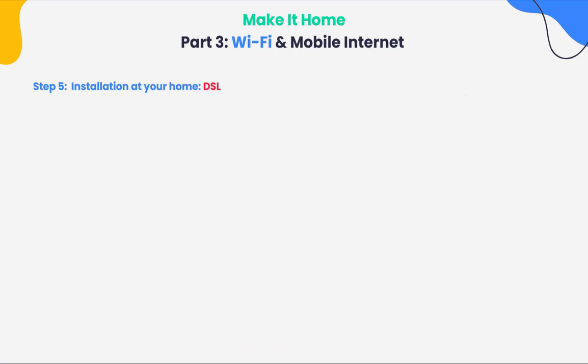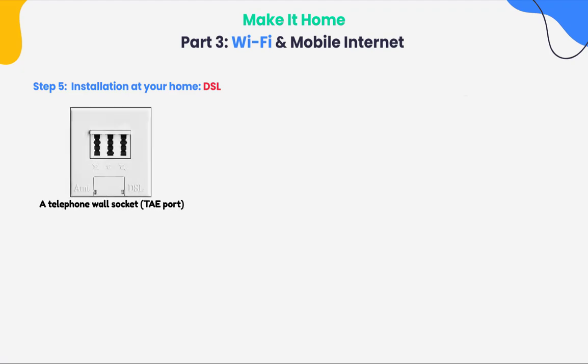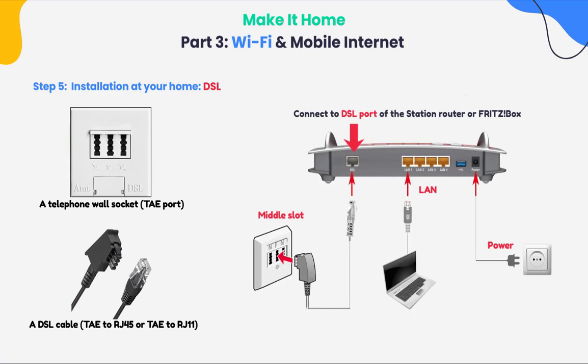For a DSL connection, as we mentioned earlier, the wall socket is a TAE port, like the one shown. You will receive your router along with a DSL cable, which usually has a TAE connector on one end and an RJ45 or RJ11 connector on the other. The setup is simple. Plug your router into the power socket, then connect the DSL cable. One end goes into the DSL port on the back of your router, whether it's a station router or Fritzbox, and the other end goes to the middle slot of the TAE port on the wall.